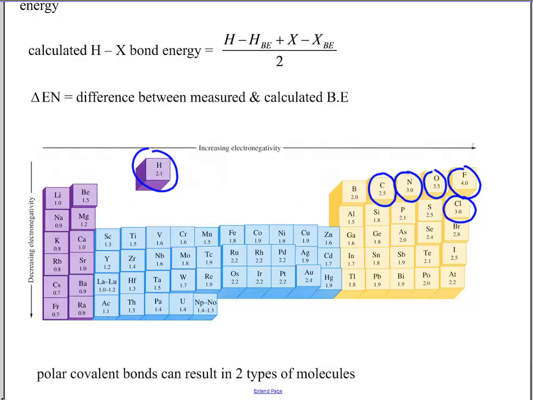So when I have polar covalent bonds, bonds where the electrons are not balanced in their bond, I actually can get two different kinds of molecules from that. And the different types of molecules I can get depend on the geometry of the molecules.